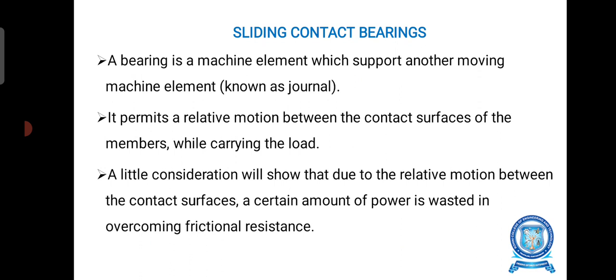It permits a relative motion between the contact surfaces of the members while carrying the load. A little consideration will show that due to relative motion between the contact surfaces, a certain amount of power is wasted in overcoming frictional resistance.